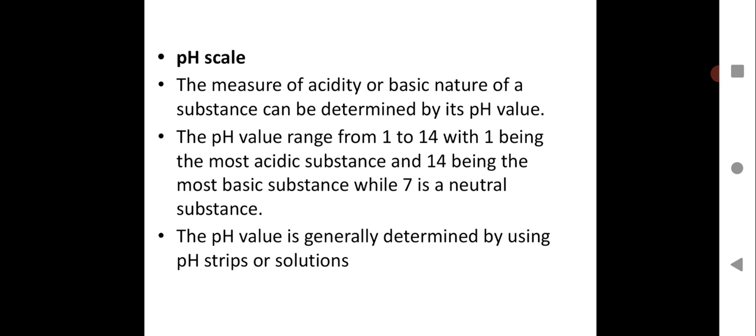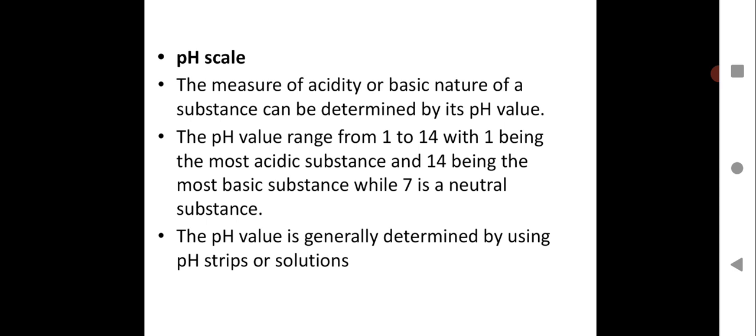You can compare it to your ruler as a scale which is calibrated as 1 centimeter, 2 centimeter, like that. So here we have developed a pH scale, just a magnitude which will not have any units, just a number to compare the strength of the acid and the base. How it works, let's see. The measure of the acidity or basic nature of a substance can be determined by its pH value. So pH value is just a number. The pH value ranges from 1 to 14. You can just imagine your ruler, how it is graduated from 1 centimeter, 2 centimeter, like that.